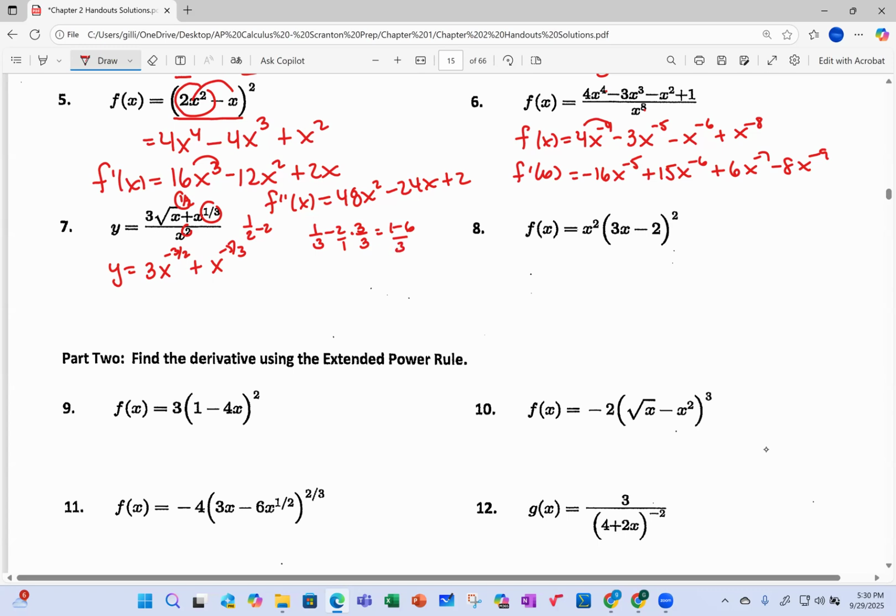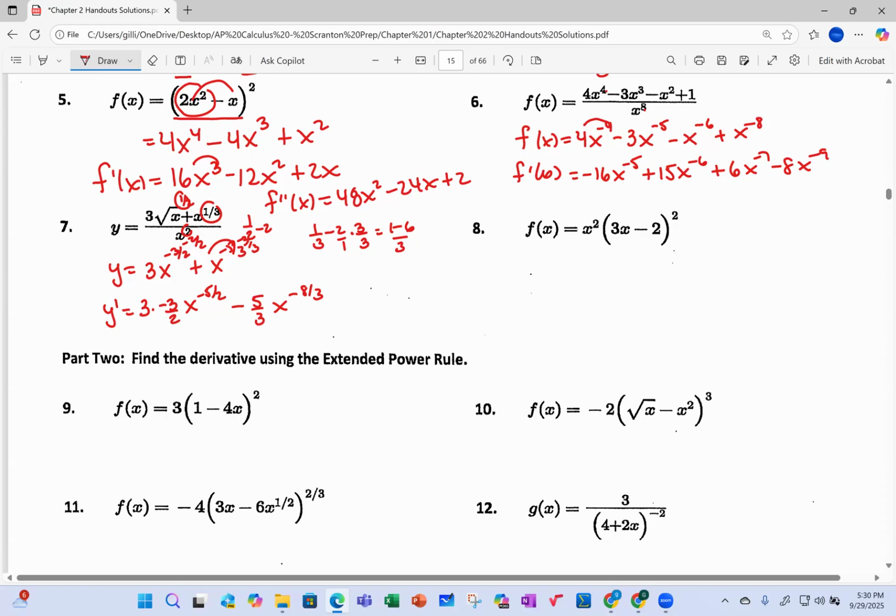But again, I have to be careful here. I did not even take a derivative yet. So y prime would be 3 times negative 3/2 x. Subtract 2 over 2 because you're decreasing it by 1. And then minus 5/3 x. And subtract 3 over 3, which would be negative 8/3.